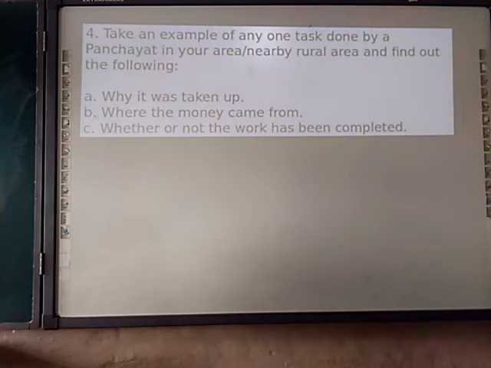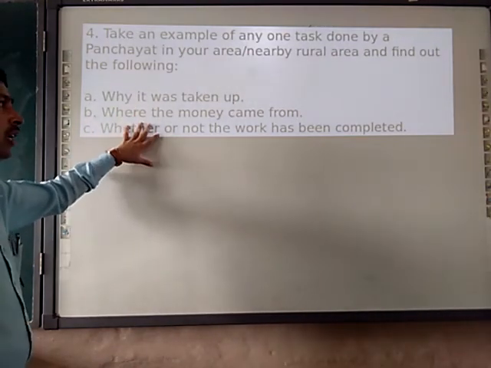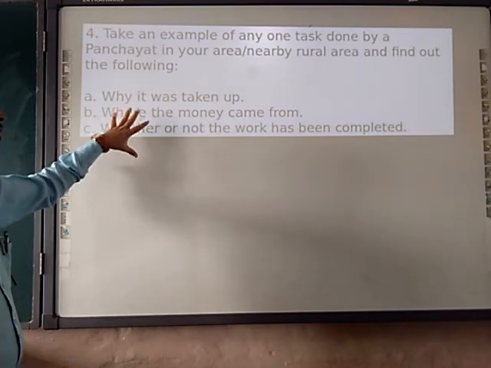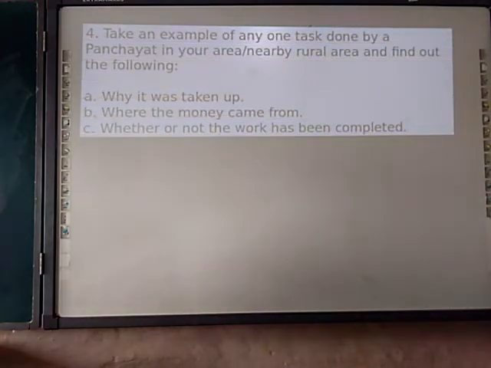Take an example of any one task. This also you should not write in the textbook. This is only for the activity purpose. You should just read it and keep it aside. Take an example. Next one.